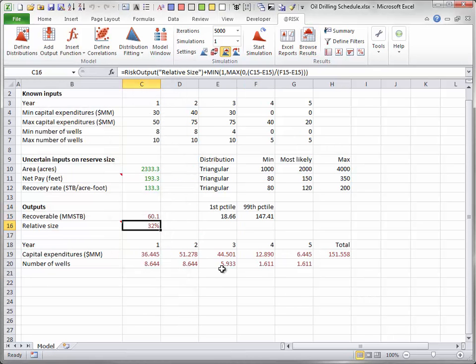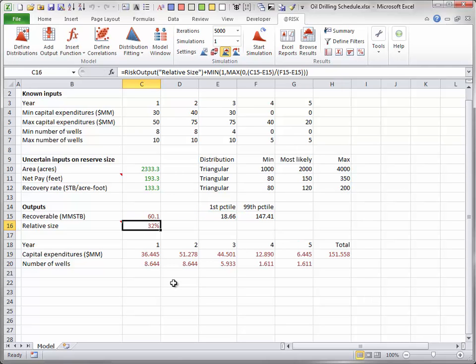Then the relative size of the region, calculated in cell C16, is the percentage of the way the recoverable amount in C15 is from the minimum in cell E15 to the maximum in cell F15. Because the actual recoverable amount has a small chance of being outside these extremes, min and max functions are used in the formula for relative size to prevent it from being less than 0% or greater than 100%.